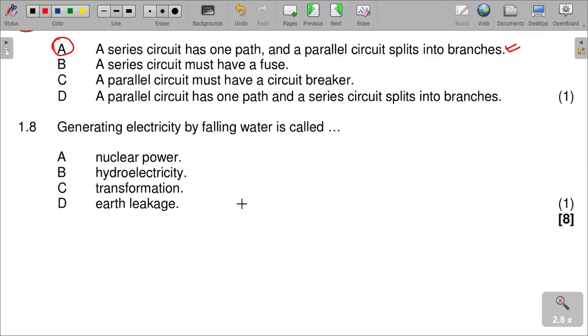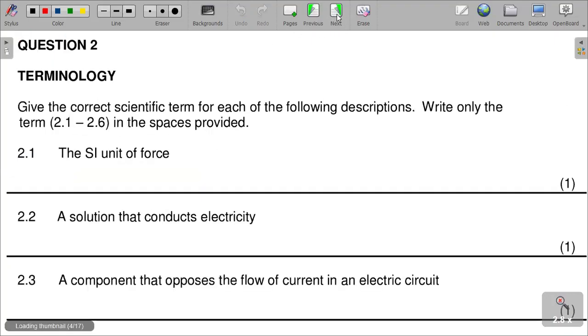Number 1.8, generating electricity by falling water is called what? Obviously, electricity that is generated from water is called hydroelectricity, which is letter B. Electricity generated from falling water, where it hits the turbines, we call that generation of electricity. It's called hydroelectricity.